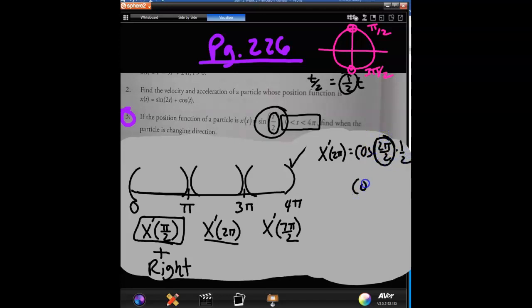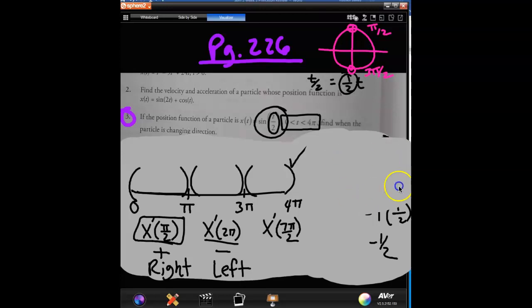Now 2 pi over 2 simplifies into just pi. Cosine of pi is -1, and -1 times a half is -half. Once again, the number doesn't matter, but the fact that it's a negative number. That's what matters, the sign, and that means we're moving to the left. Okay. Last one that we'll check out there.